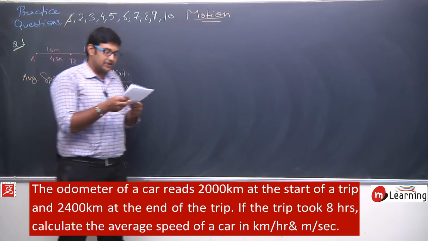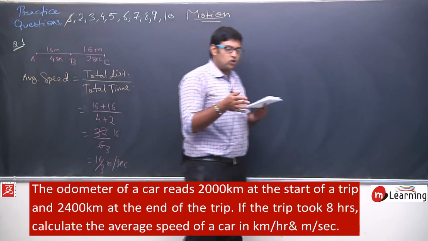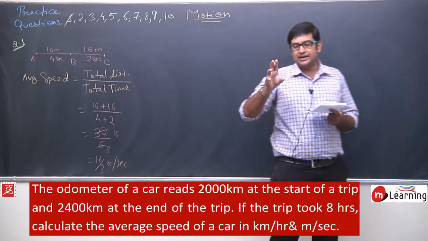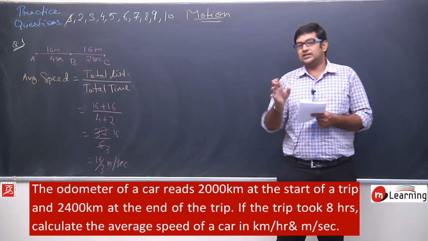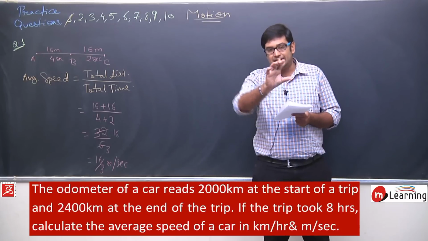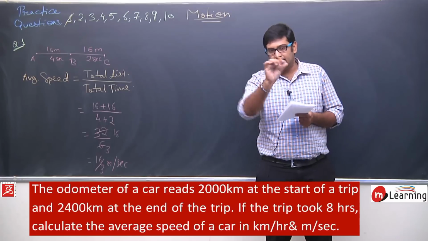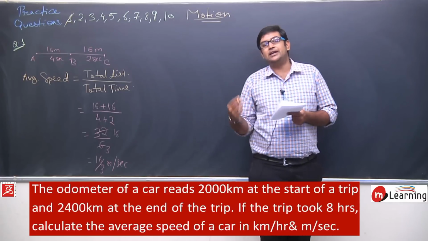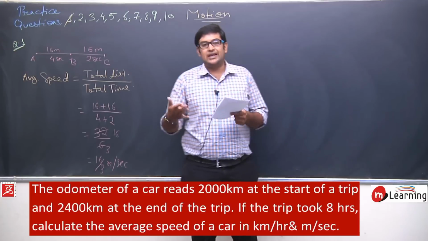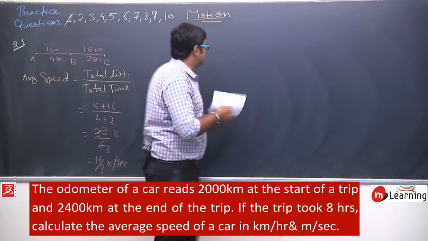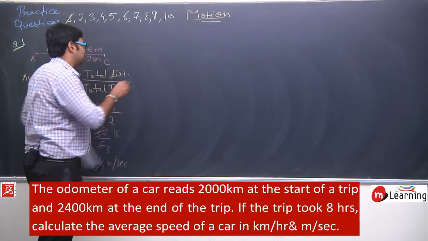This says that there is a car and the odometer means the meter which is reading the distance traveled by the car. Okay, in a car, or in a two-wheeler, you can see there is a meter in front. Okay, very small meter. It reads the distance traveled by that particular vehicle. Okay, you will be able to see it looks something like this.